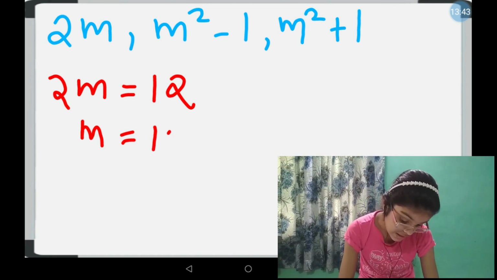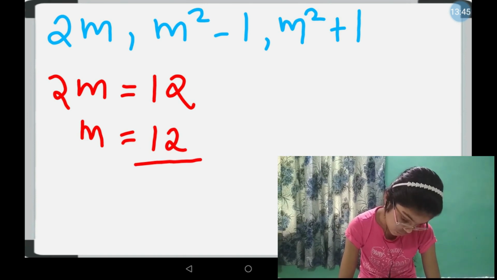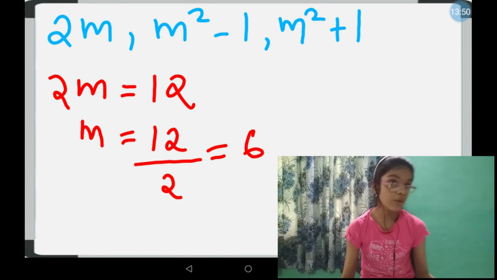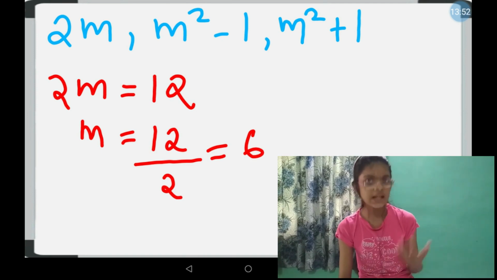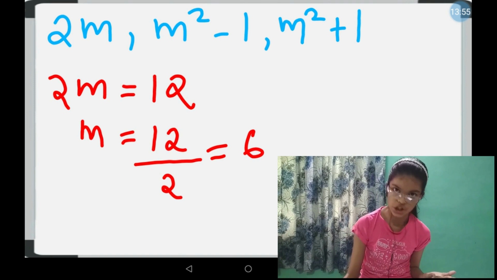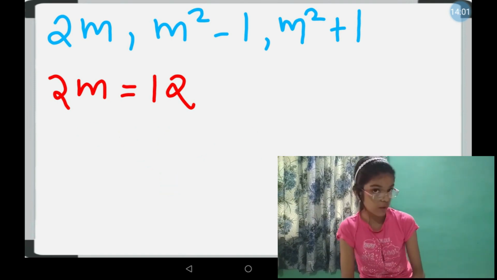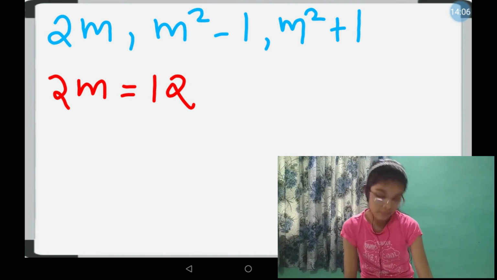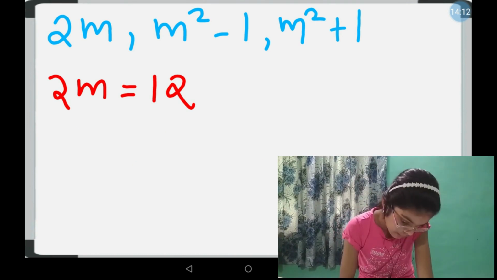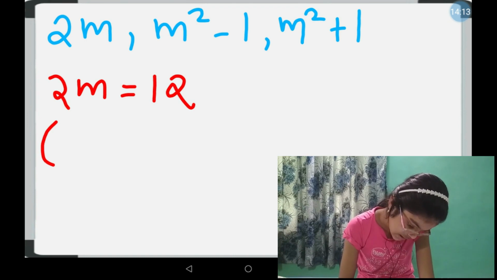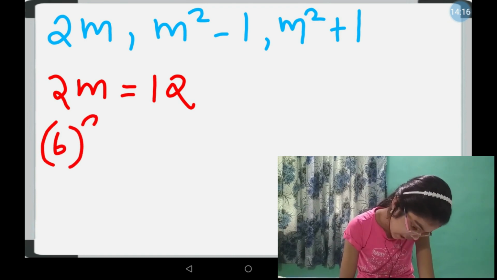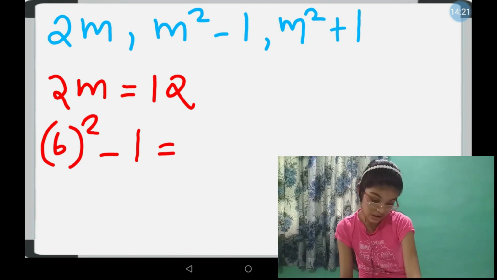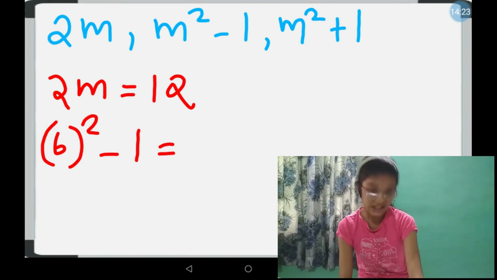Now 12 divided by 2, which is pretty easy, is 6. So now we know the value of m is 6, and all we have to do now is substitute it. We already know 2m, so we don't have to substitute that. So now let's do m squared minus 1. M is 6 squared minus 1. 6 squared is 36, minus 1 is 35.